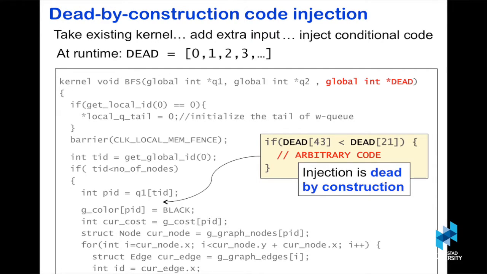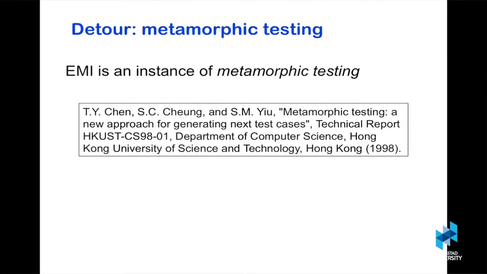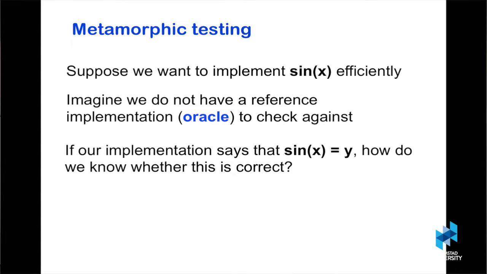Okay, so now I want to give you a detour into this thing called metamorphic testing, which was originally proposed in the late 90s and has seen a bit of a surge in activity recently. There was a first metamorphic testing workshop a few weeks ago at the ICSE conference where we had a little paper. And okay, suppose we want to implement the sign function efficiently for floating point numbers.